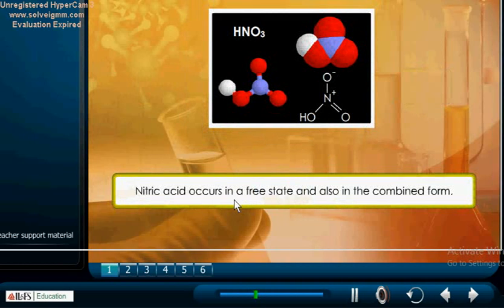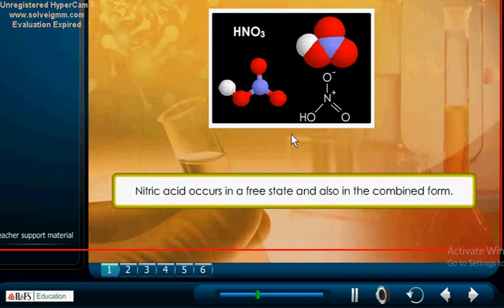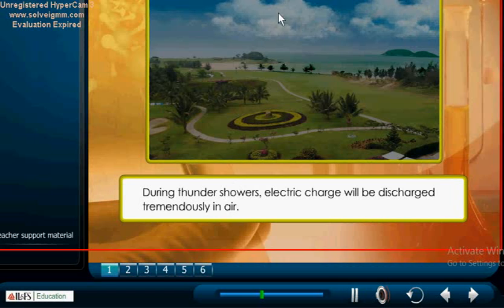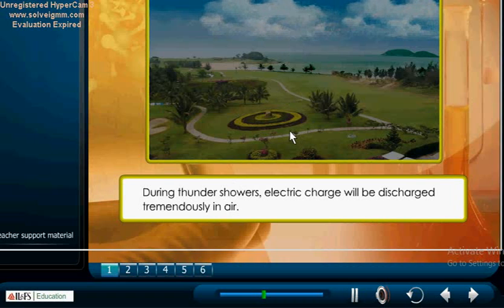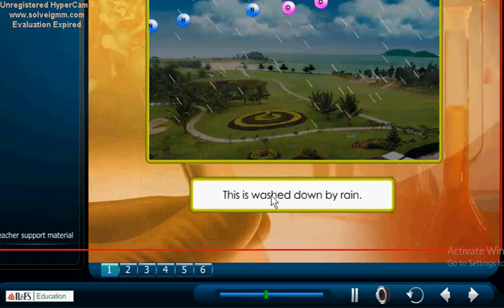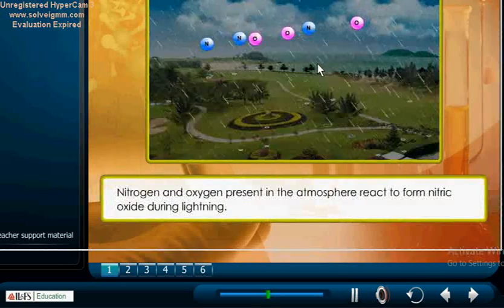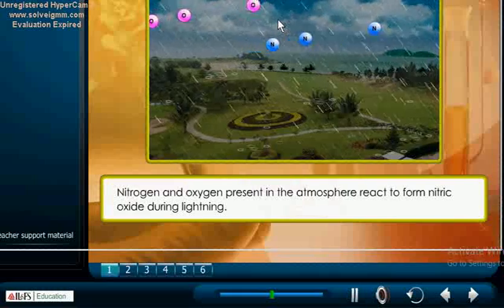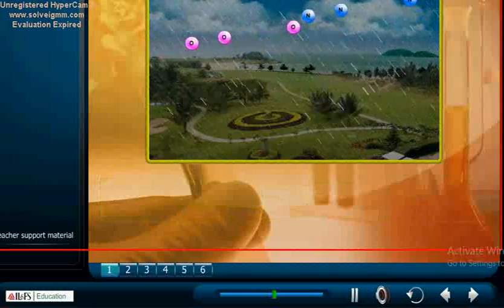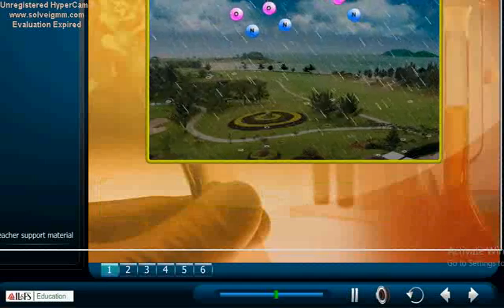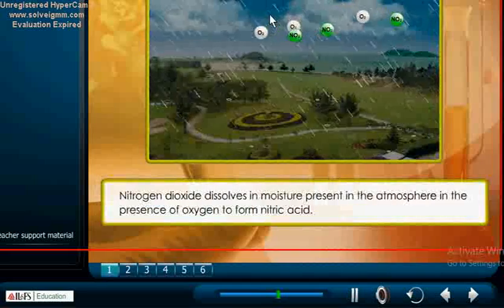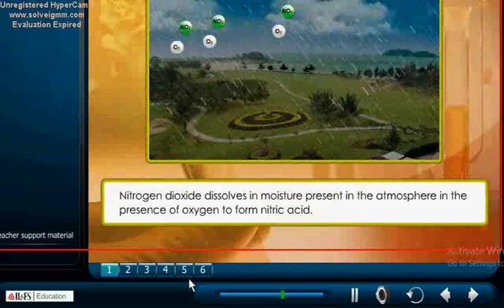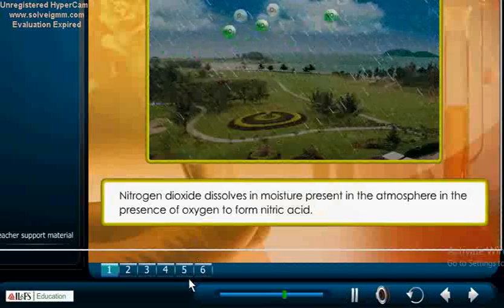Nitric acid occurs in a free state and also in the combined form. During thunder showers, electric charge is discharged tremendously in air. Nitrogen and oxygen present in the atmosphere react to form nitric oxide during lightning. This is further oxidized to nitrogen dioxide. Nitrogen dioxide dissolves in moisture present in the atmosphere in the presence of oxygen to form nitric acid.